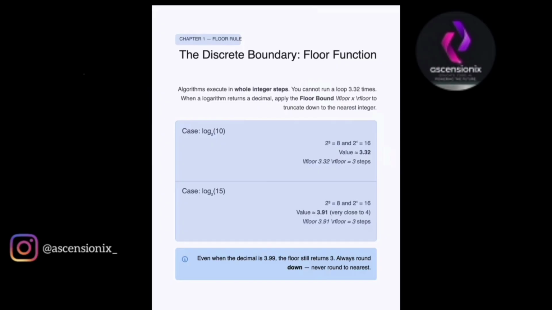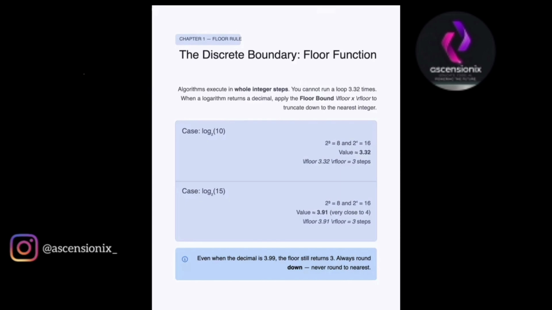We know 2 to the power 3 is 8 and 2 to the power 4 is 16. So 15 is extremely close to 16. So mathematically, log base 2 of 15 is roughly 3.9. But what is the floor value here? It is still 3. We drop the decimal entirely.